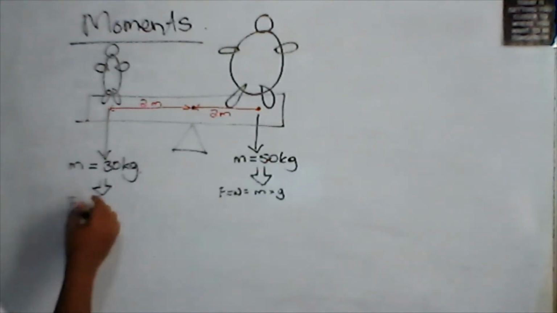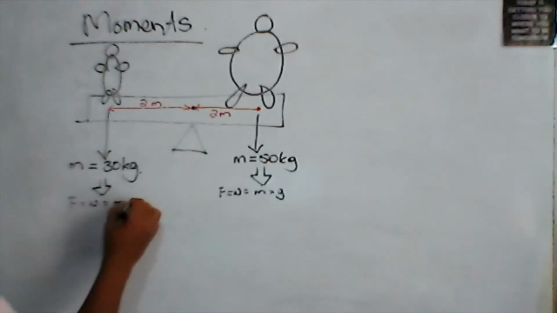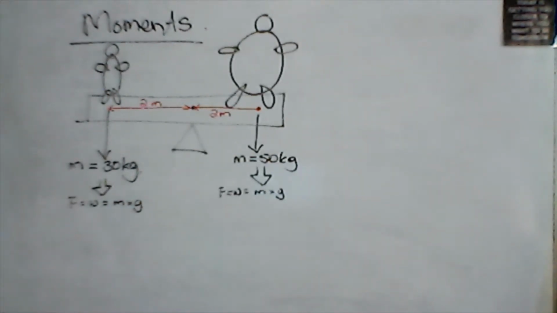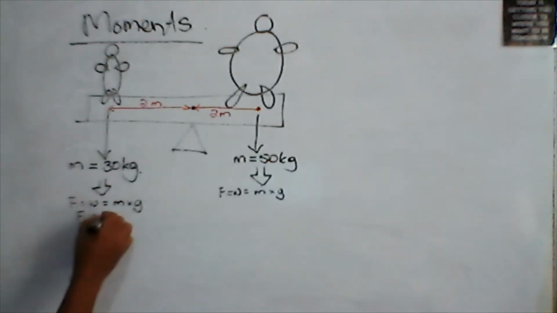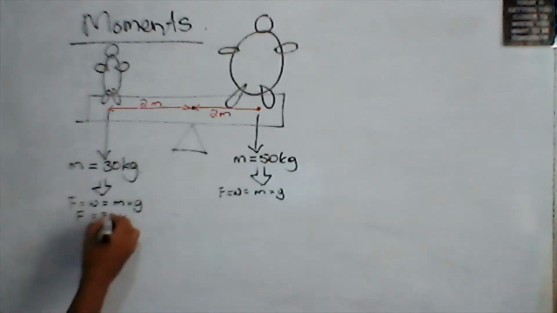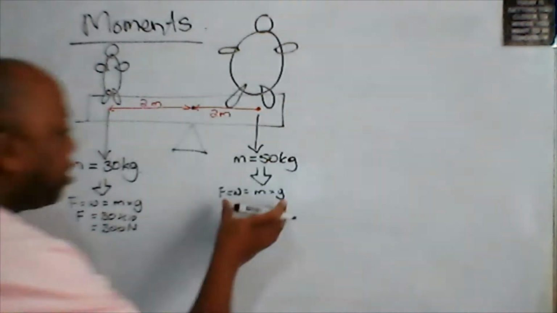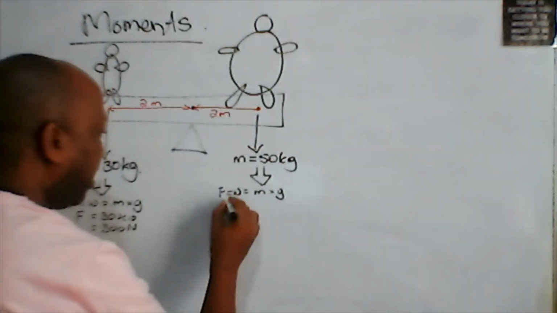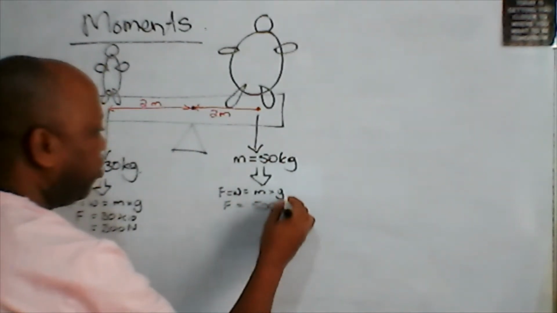So F, that force, is equal to weight for that person, which is mass multiplied by gravitational acceleration. So the force that we are looking for on this side of the seesaw will be 30 multiplied by 10, which comes up to a very nice 300 newtons. The weight on this side is going to be, again, a very nice 500 newtons.